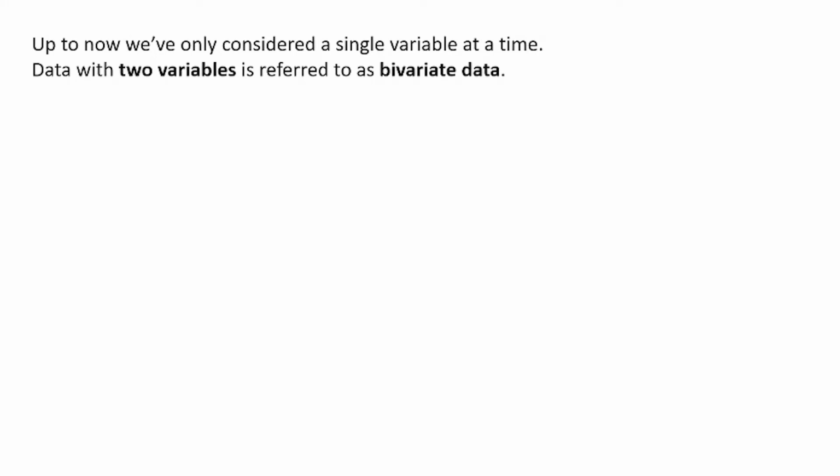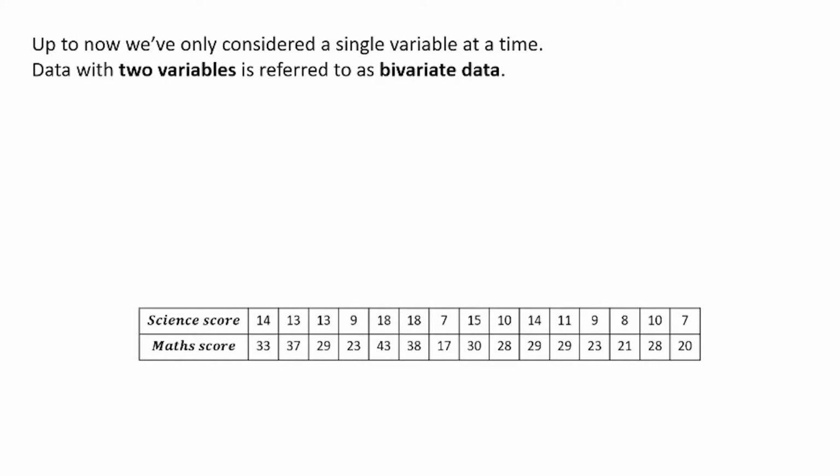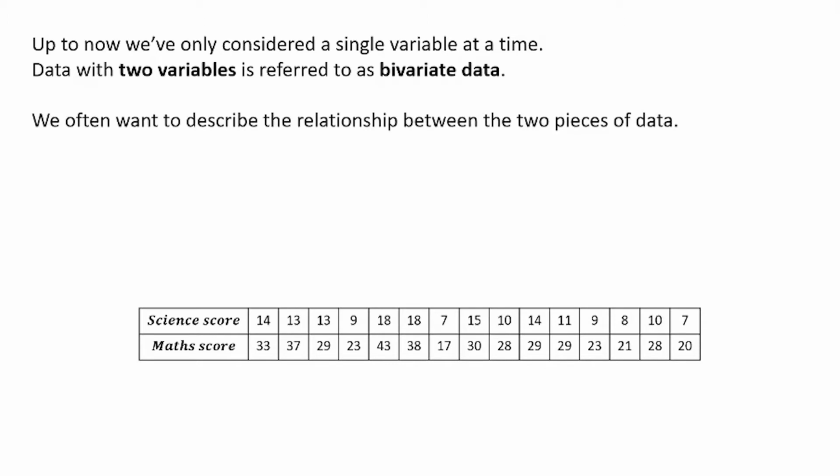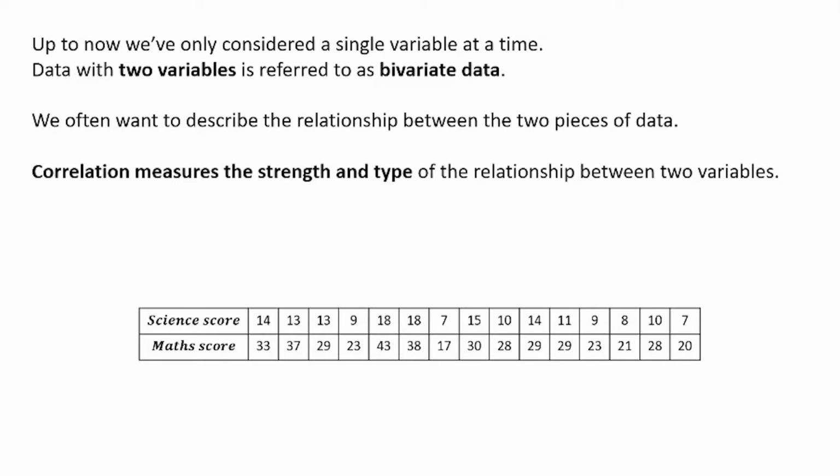Similarly, it might be that we want to compare science scores and math scores for year 11 students in the first round of mocks. One of the most useful things that we can do with bivariate data is to try and describe the relationship between them, if there is indeed a relationship. And we call that relationship correlation. Correlation can measure the strength and the type of relationship between the variables.